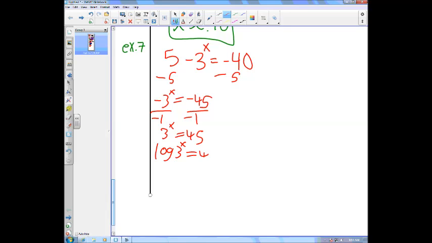Good. Then it just becomes one of the problems up above, right? Log both sides. Then it would become... Bring the exponent down.